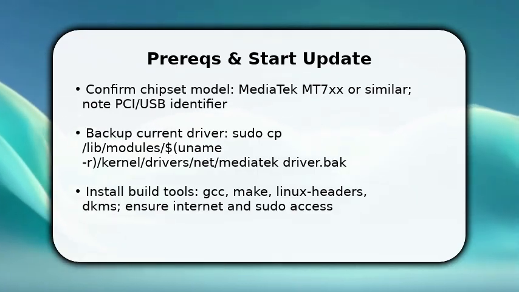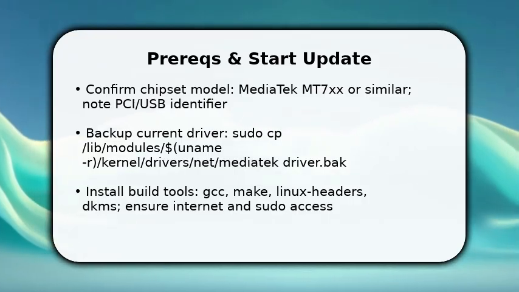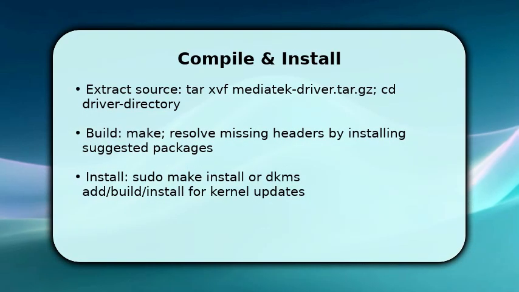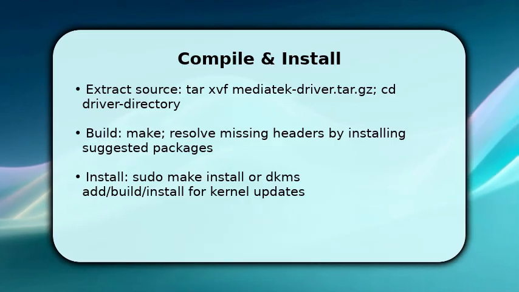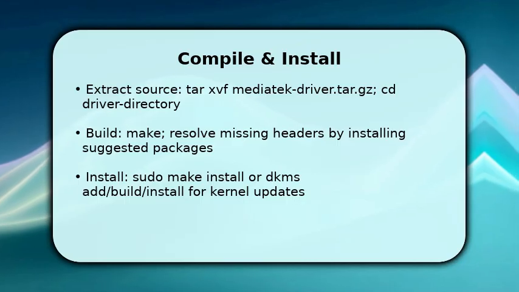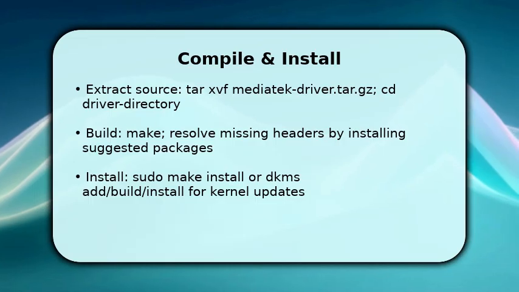You're now ready to fetch the correct source or vendor package and move into the build directory to start the compile. You extract the driver archive and change into the source directory, where you run make to compile. This step converts source into a kernel module. While compiling, resolve missing symbols or headers by installing the exact Linux headers version or dependencies. Restart the build after each fix.